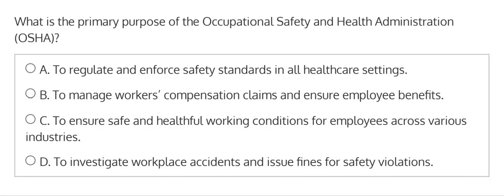What is the primary purpose of the Occupational Safety and Health Administration, or OSHA? So when you see primary purpose, this is something you want to keep in mind when you look at the choices, because you might see certain choices that might sound good, like maybe they do certain things that maybe OSHA does, but when it says primary purpose, we want to just look at an overall summary of everything that this organization is used for. So option A says to regulate and enforce safety standards in all healthcare settings.